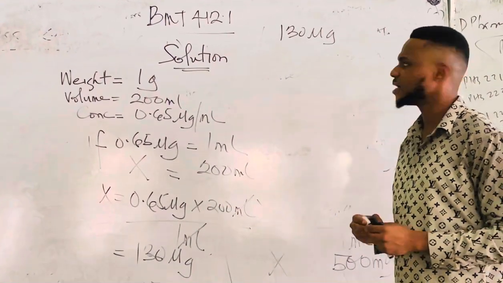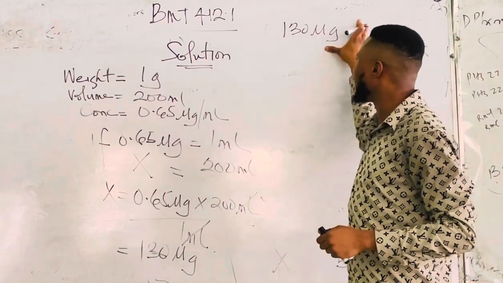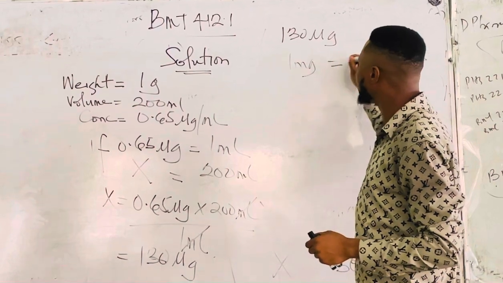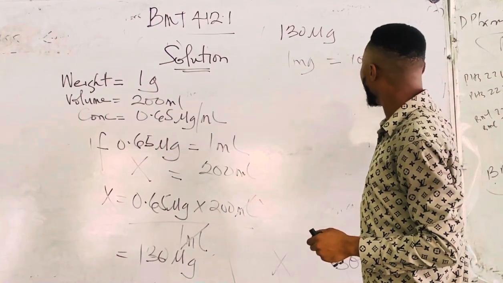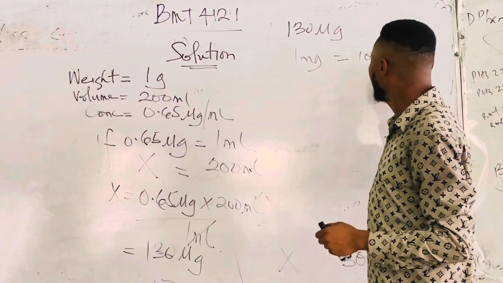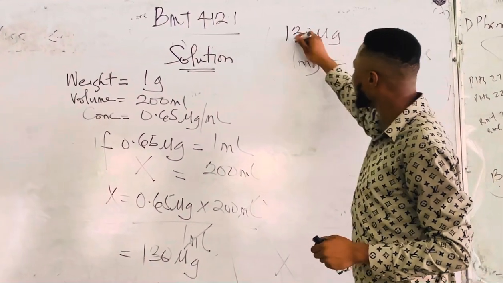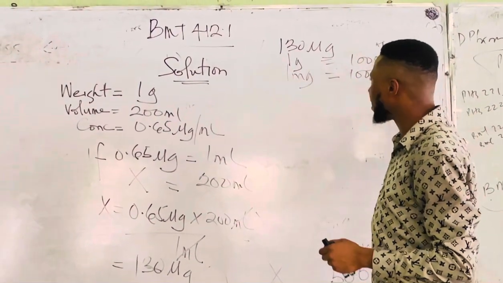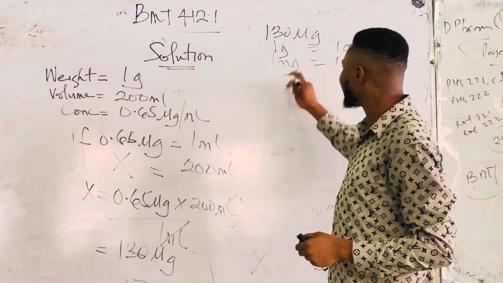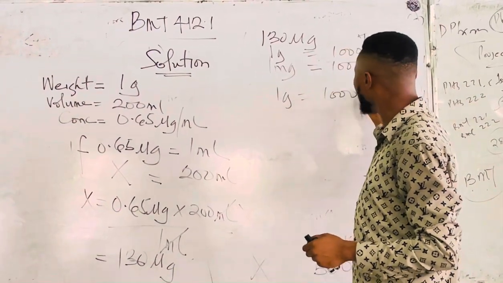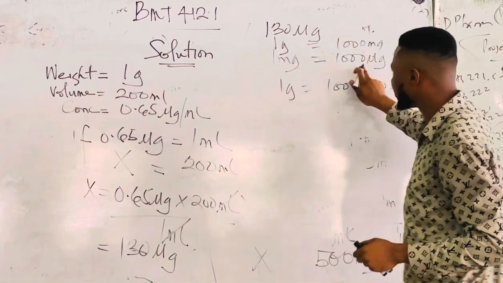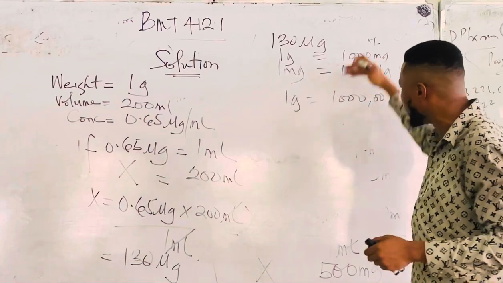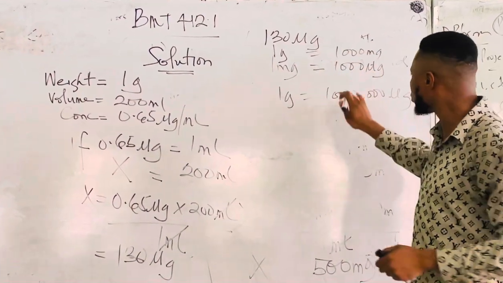Now, for us to convert 130 micrograms to grams, please look at this relationship. I told you before that 1 milligram is equal to 1,000 micrograms. 1 gram is equal to 1,000 milligrams, and 1 milligram is equal to 1,000 micrograms. So 1 gram will be equal to 1,000 times 1,000, which is 1 million micrograms.